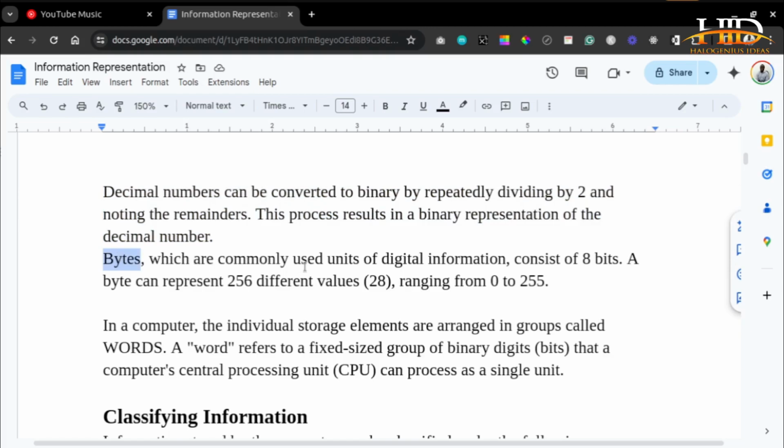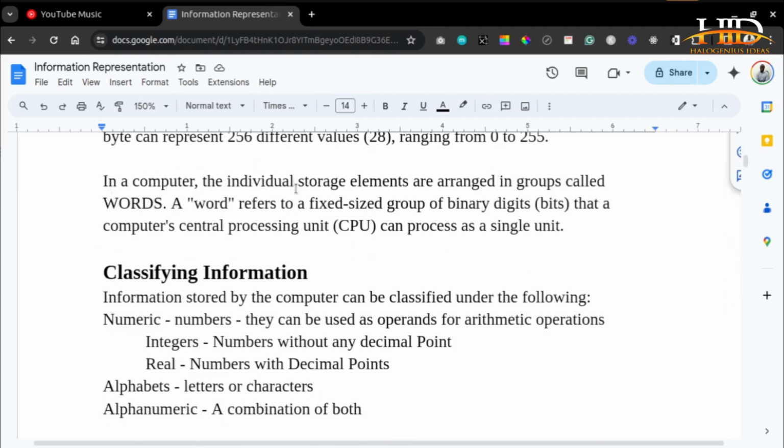Then bytes, which are commonly used units of digital information, consist of 8 bits, meaning that 8 bits will make up a byte. Now, a byte can represent 256 different values, ranging from 0 to 255. In a computer, the individual storage elements are arranged in groups called words. A word refers to a fixed size group of binary digits that a computer central processing unit can process as a unit. The group of binary digits that can be processed at once, that is what you refer to as a word.